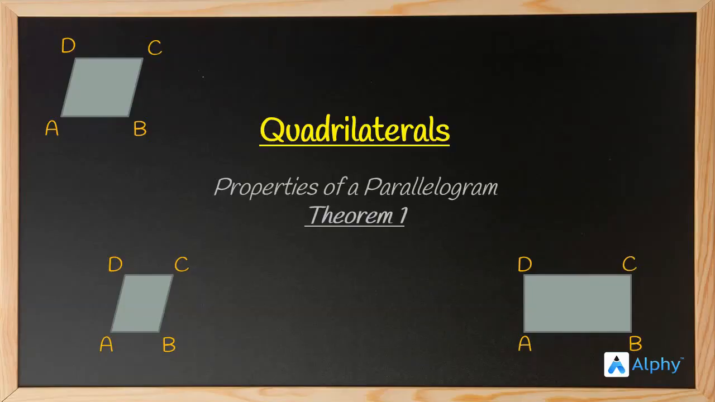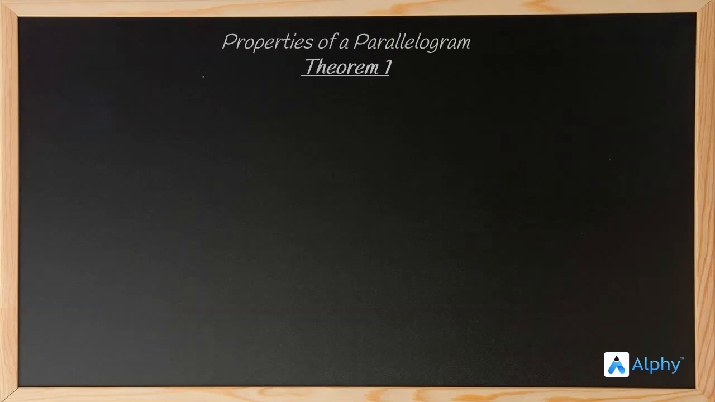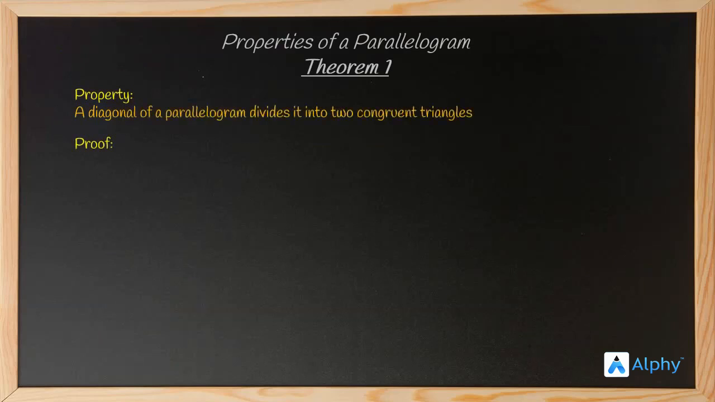Hello all, we are doing the chapter Quadrilaterals and under it we are studying the properties of a parallelogram. In this lecture we will be stating and proving theorem number 1. So the theorem number 1 goes like this. A diagonal of a parallelogram divides it into two congruent triangles.